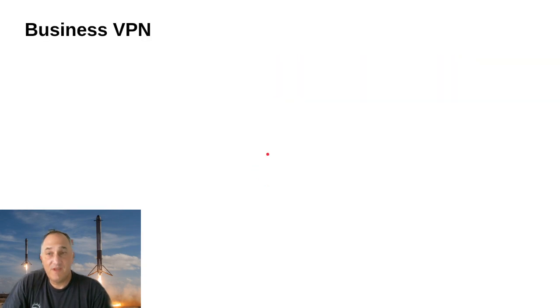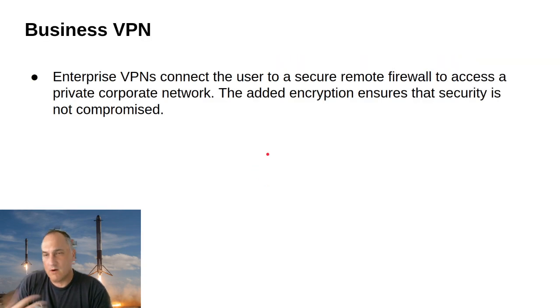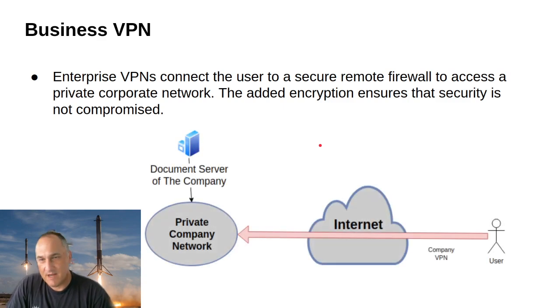Now, a business VPN gives a little bit more robustness to this whole setup, in that the enterprise VPN connects the user to a secure remote firewall, same idea, to access the private corporate network. Now you're introducing yourself into, think of it as you're going into the office, right? The added encryption ensures the security is not compromised, same idea there.